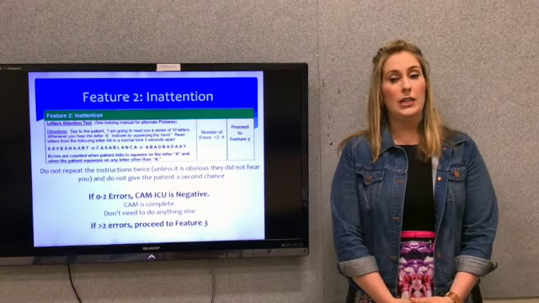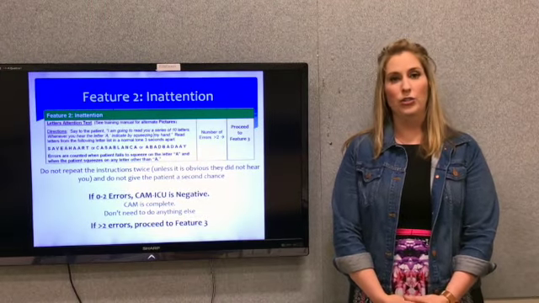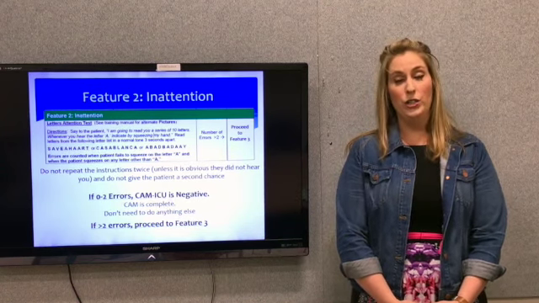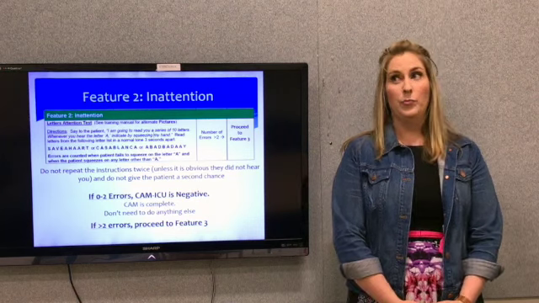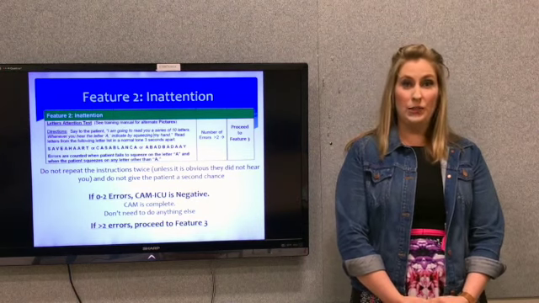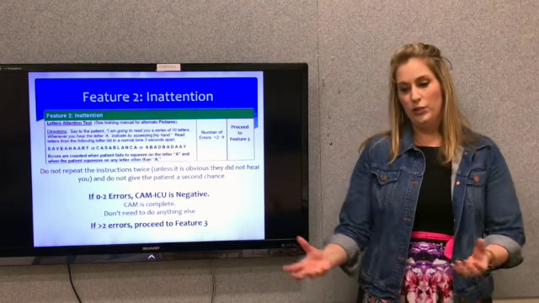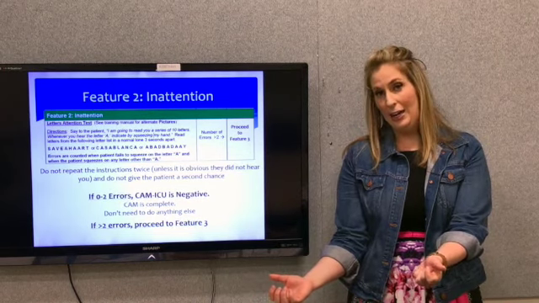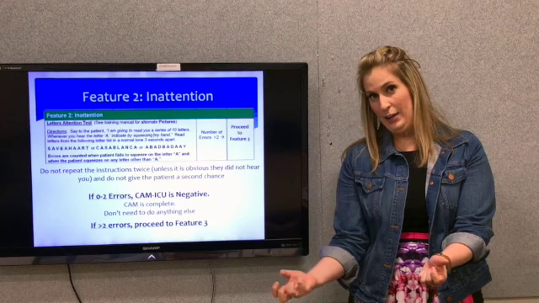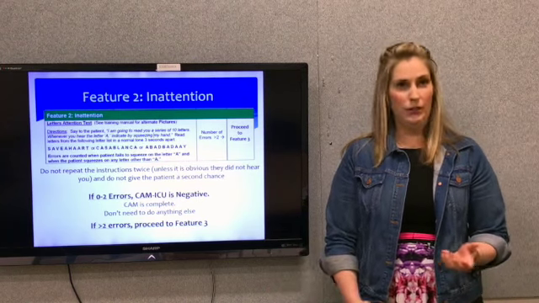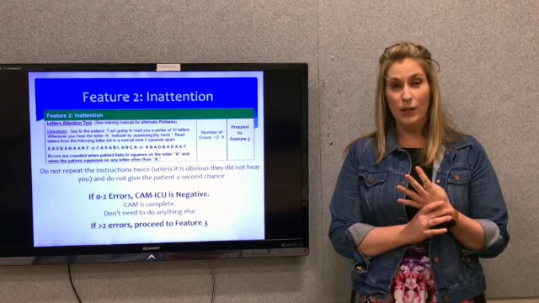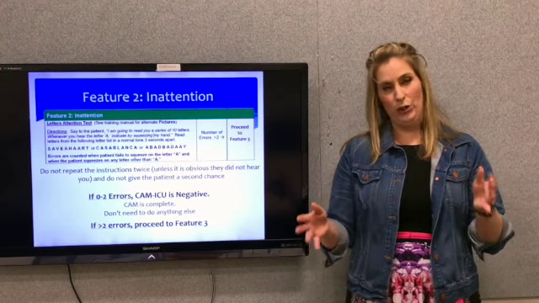So feature 2 is inattention, and as I mentioned at the beginning of the presentation, you have to have inattention to be delirious. To test this, it's pretty simple. You ask the patient to squeeze your hands, and every time you say the letter A, you want them to squeeze your hand. You can say a series of letters. It doesn't really matter as long as you have 4 A's in that 10-letter sequence.